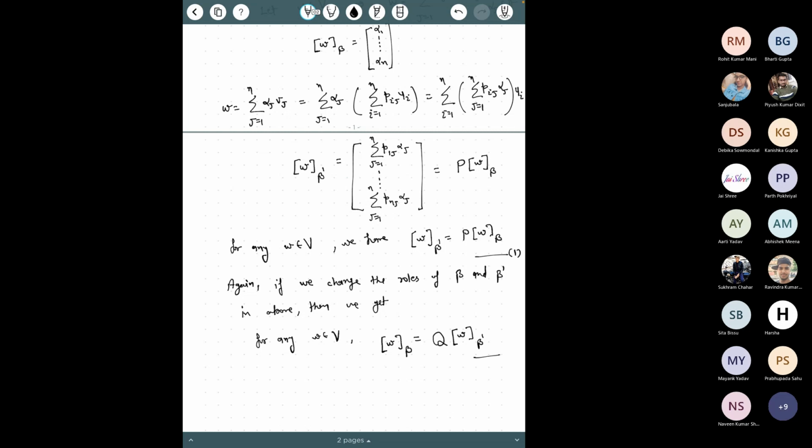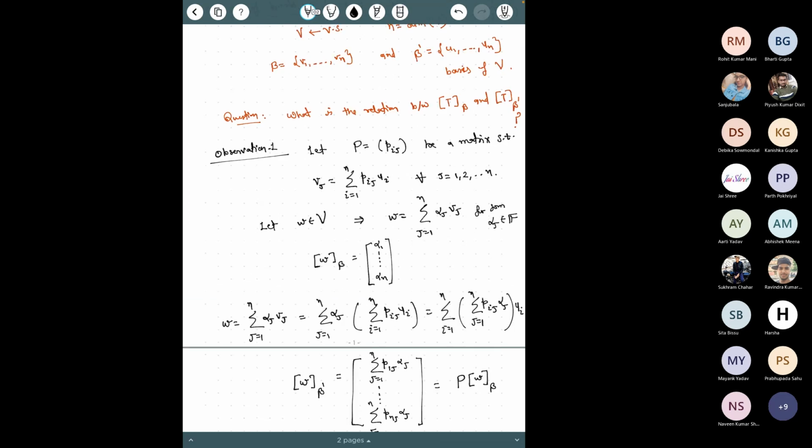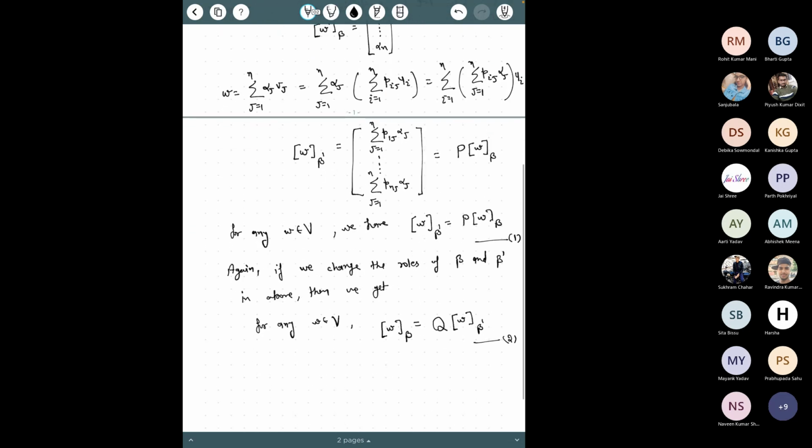Okay. So what is this Q? Just as you constructed this P, you can also write Q. The columns of Q are nothing but the coordinates of vector uj when you write it in terms of vi's. Okay, similarly you can write this. So any vector w can be written in this way. For any vector w we can write this.